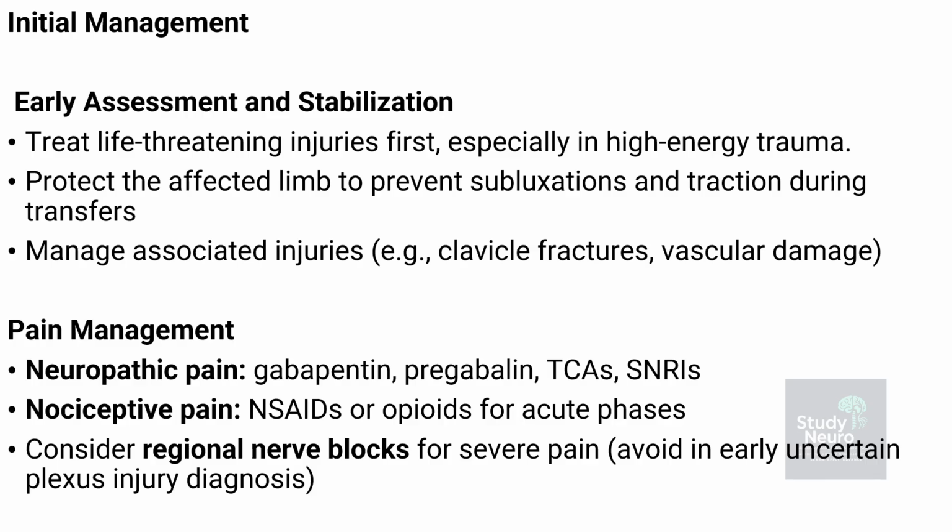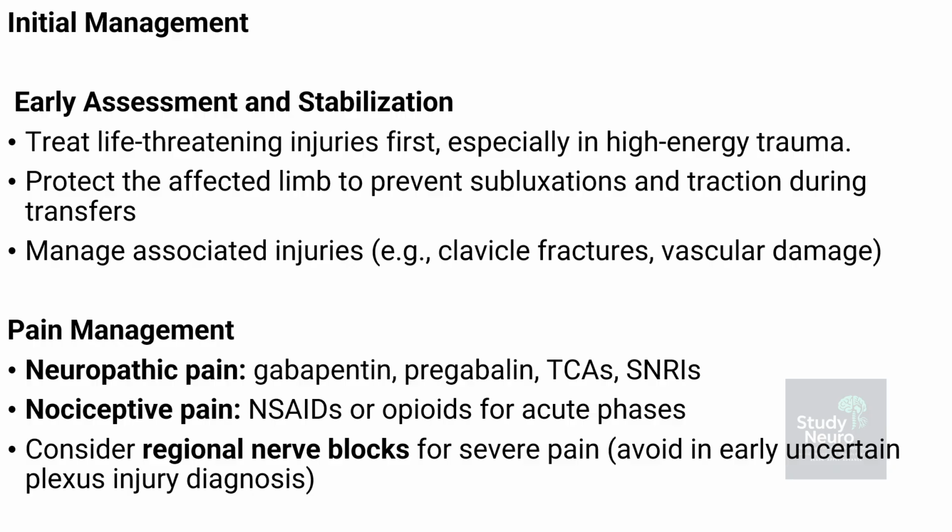When a patient presents with a brachial plexus injury, the first priority is always safety. Life-threatening injuries are addressed immediately, and the affected arm is carefully supported to prevent further damage. Any related injuries, like broken clavicles or vascular issues, are also treated at this stage.